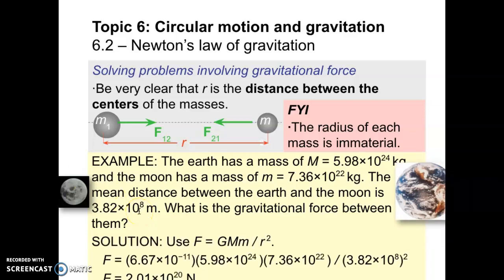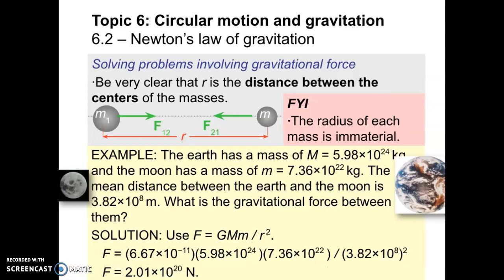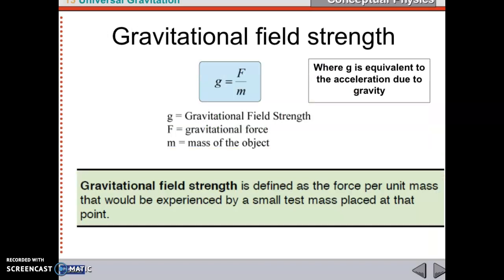Okay, by using that equation, you should have managed to get the right answer, which is 2.01 times 10 to the 20. I hope you got that right. So let's move on. Let's have a look at this idea of gravitational field strength. We came across this concept of gravitational field strength in topic 2, and we related this idea of g, which for Earth is 9.81, to the acceleration due to gravity. These two concepts, gravitational field strength and acceleration due to gravity, are equivalent.